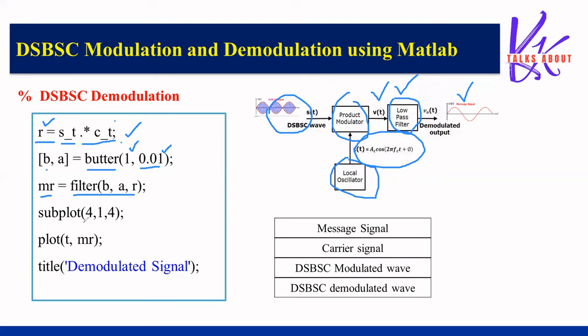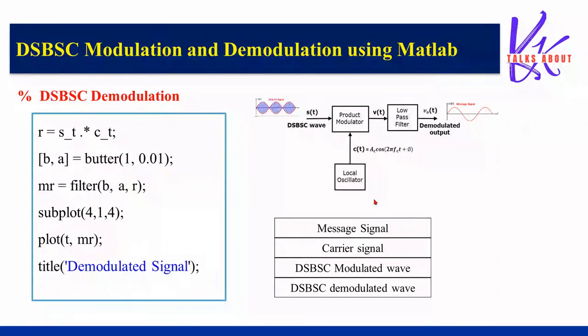Then we are plotting 4 comma 1 comma 4. That means I am plotting here in the fourth row the DSBSC demodulated wave, and plot t comma mr. We are not plotting r, we are only plotting mr, which is after passing through your Butterworth filter of order 1. So that signal only we are plotting. The title, already we said, will be displayed along with it.